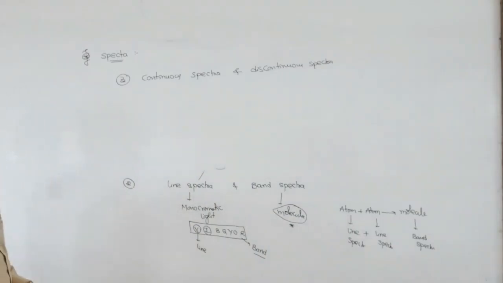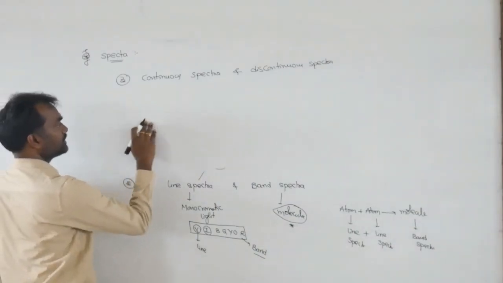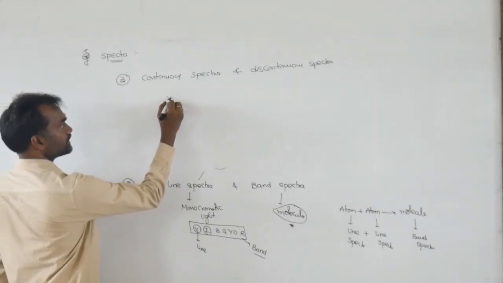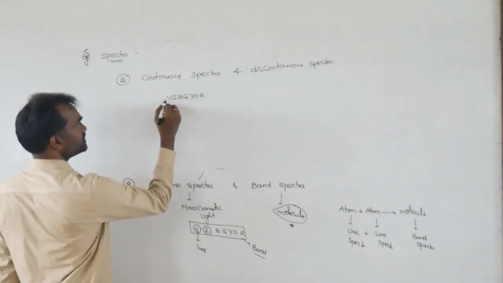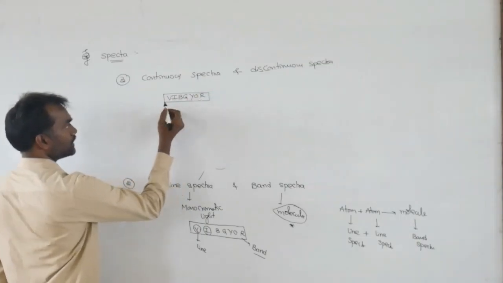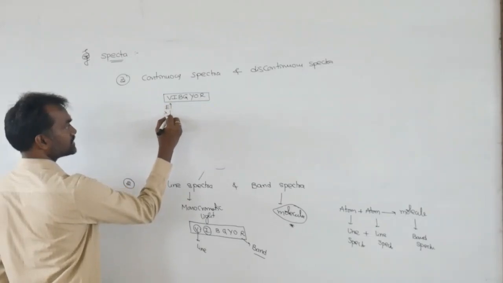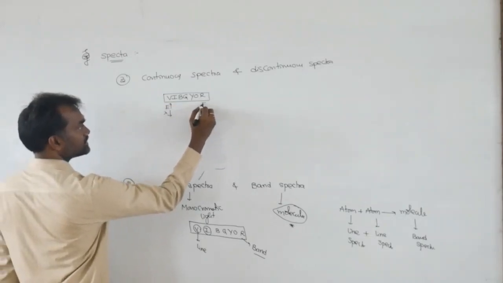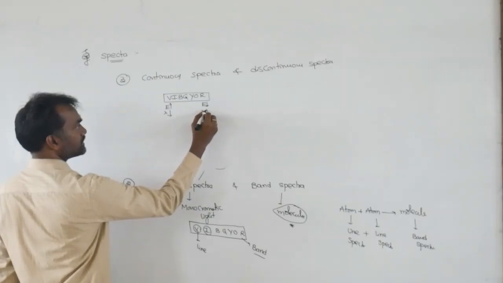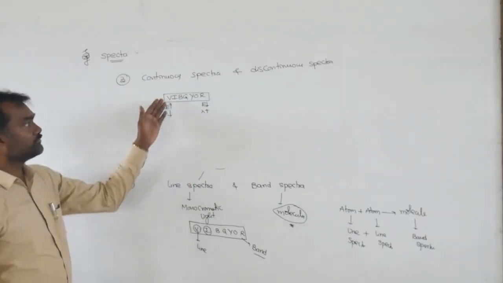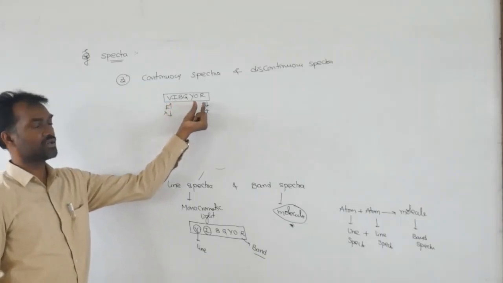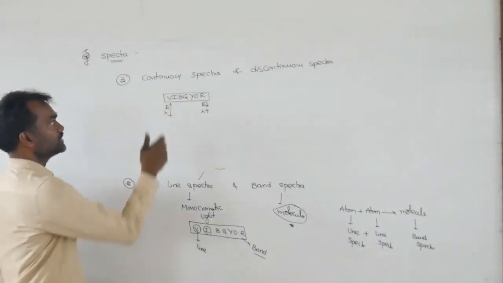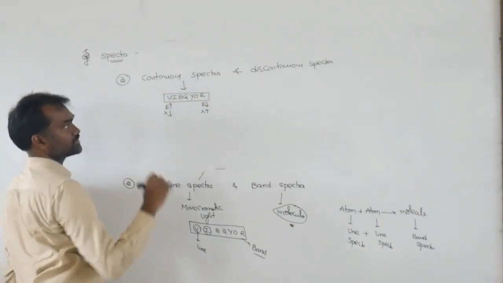See, if all the different frequencies of light are continuously observed, suppose you take VIBGYOR. Violet has the highest energy and lowest lambda. Red has the lowest energy and highest lambda. Here every different color is continuously coming one after another. This is called a continuous spectrum.